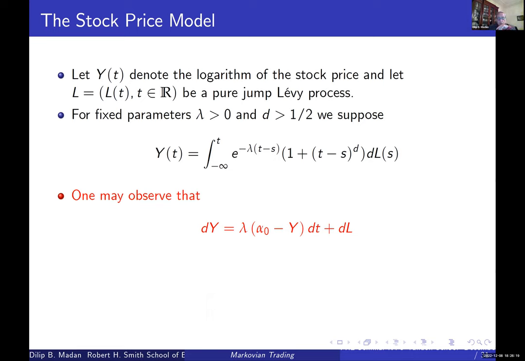However, what's more interesting than OU equations is that this long-term drift alpha naught is not a constant here. It has a structure itself, given by a gamma-weighted average of past shocks. And so this alpha naught is moving around. It's stochastic. It's an OU equation with a stochastic drift. But it's not a random independent stochastic drift. It's coming from the very structure itself.